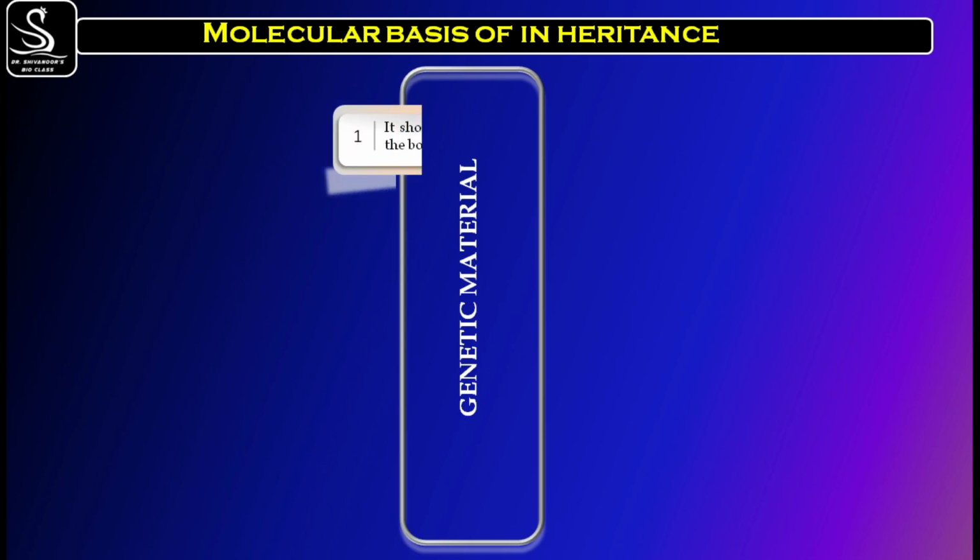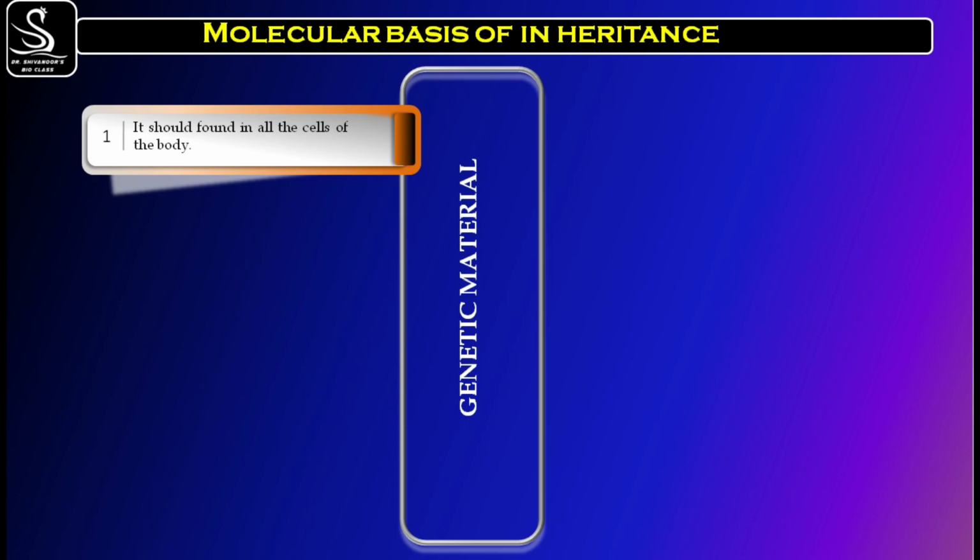Dear students, the genetic material should be found in all the cells of the body. That is one very important thing. It means that whatever the genetic material is, let us say DNA, let us say protein, it may be, we have not concluded yet whether protein or DNA is the genetic material. Many scientists were saying that DNA is the genetic material, but some had a doubt whether DNA or protein is the genetic material, because the chromosomes are made of protein as well as DNA.